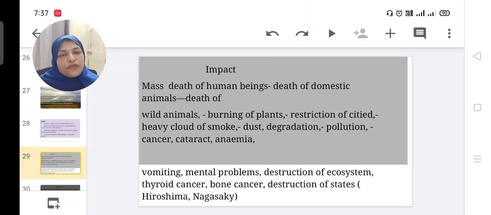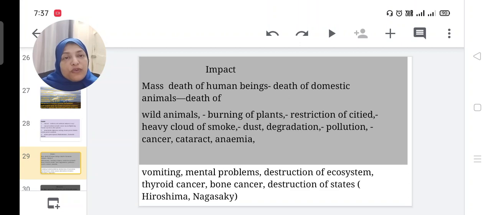Then what are the impacts of radioactive pollution? Mass death of human beings, death of domestic and wild animals, burning of plants, restriction of cities, heavy clouds of smoke and dust, cancer, cataract, anemia, vomiting, mental problems, and destruction of the ecosystem. The whole ecosystem will be destroyed due to radioactive pollution. Thyroid cancer and different types, and bone cancer is a very serious problem due to this.